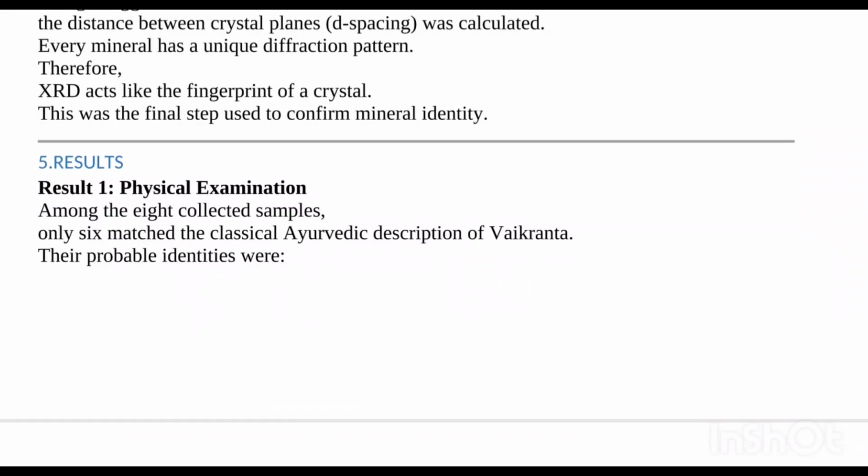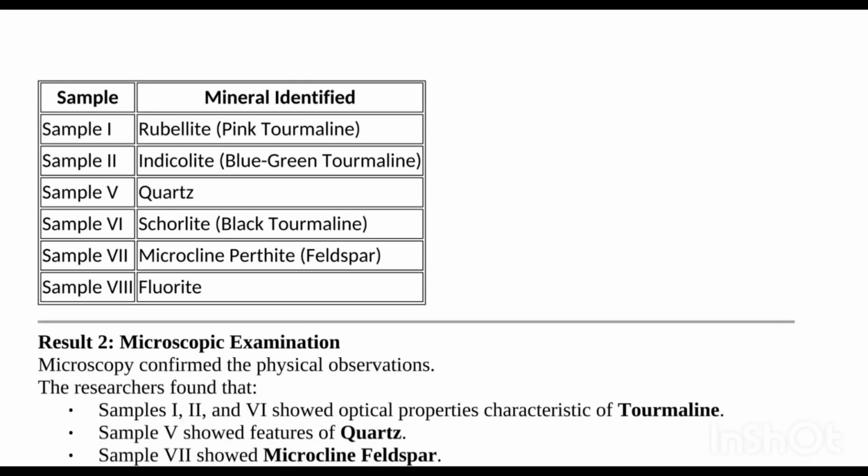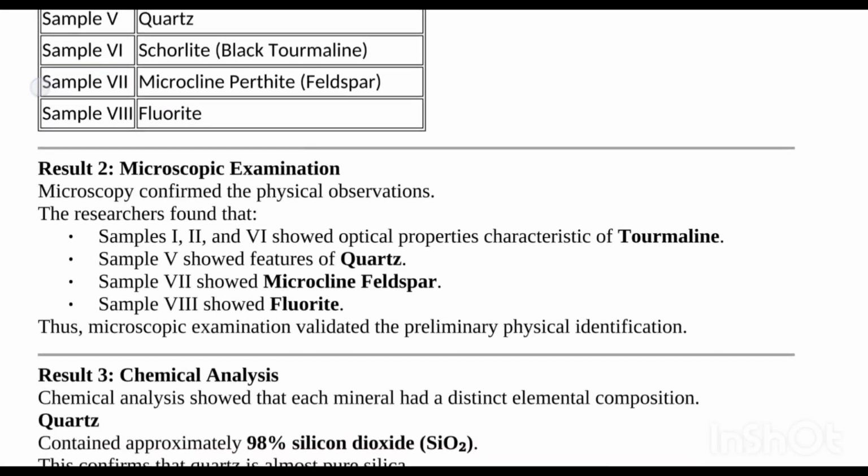In the first result, the physical examination, among the 8 collected samples, only 6 match the classical Ayurvedic description of Vaikrant. They were identified as follows: sample first is rubellite, second is indicolite, fifth is quartz, sixth is black tourmaline schorlite, seventh is microcline perthite, and eighth is fluorite.